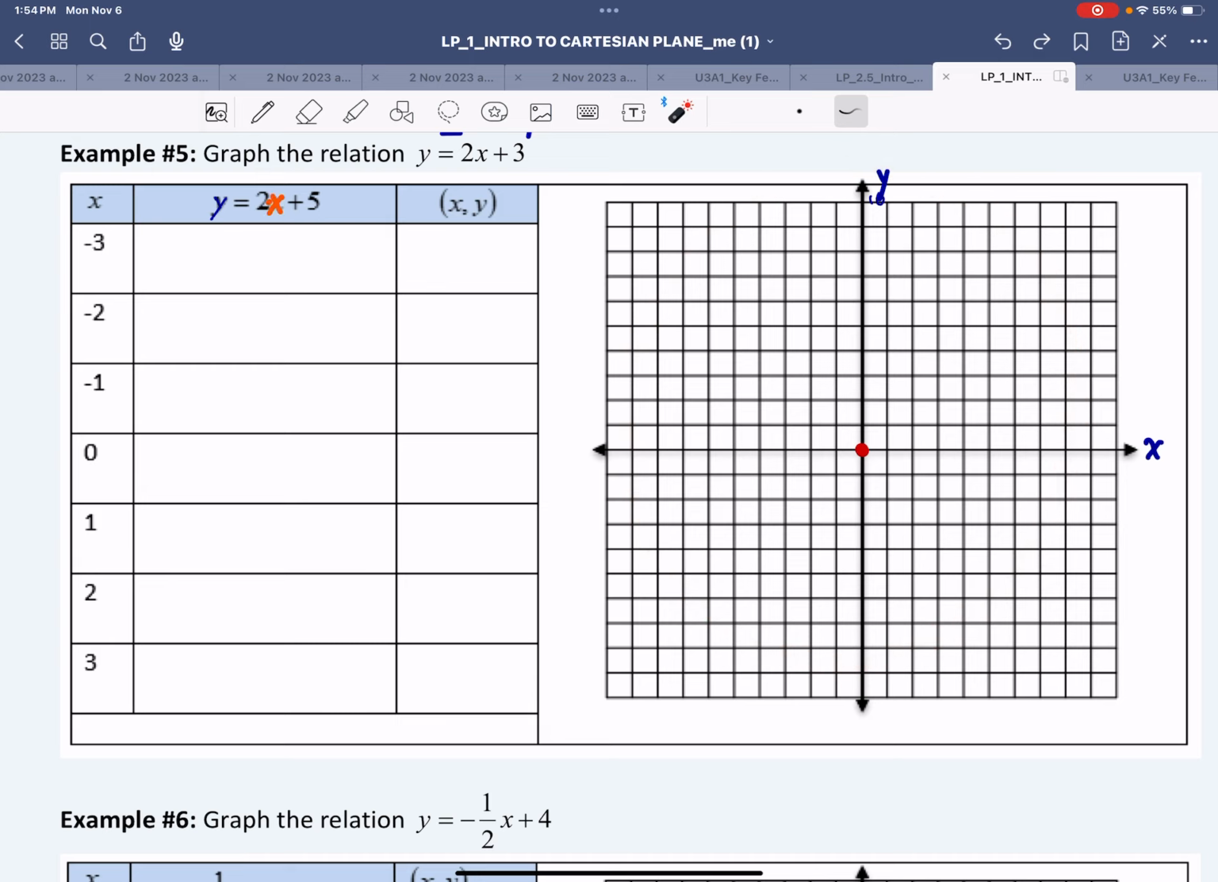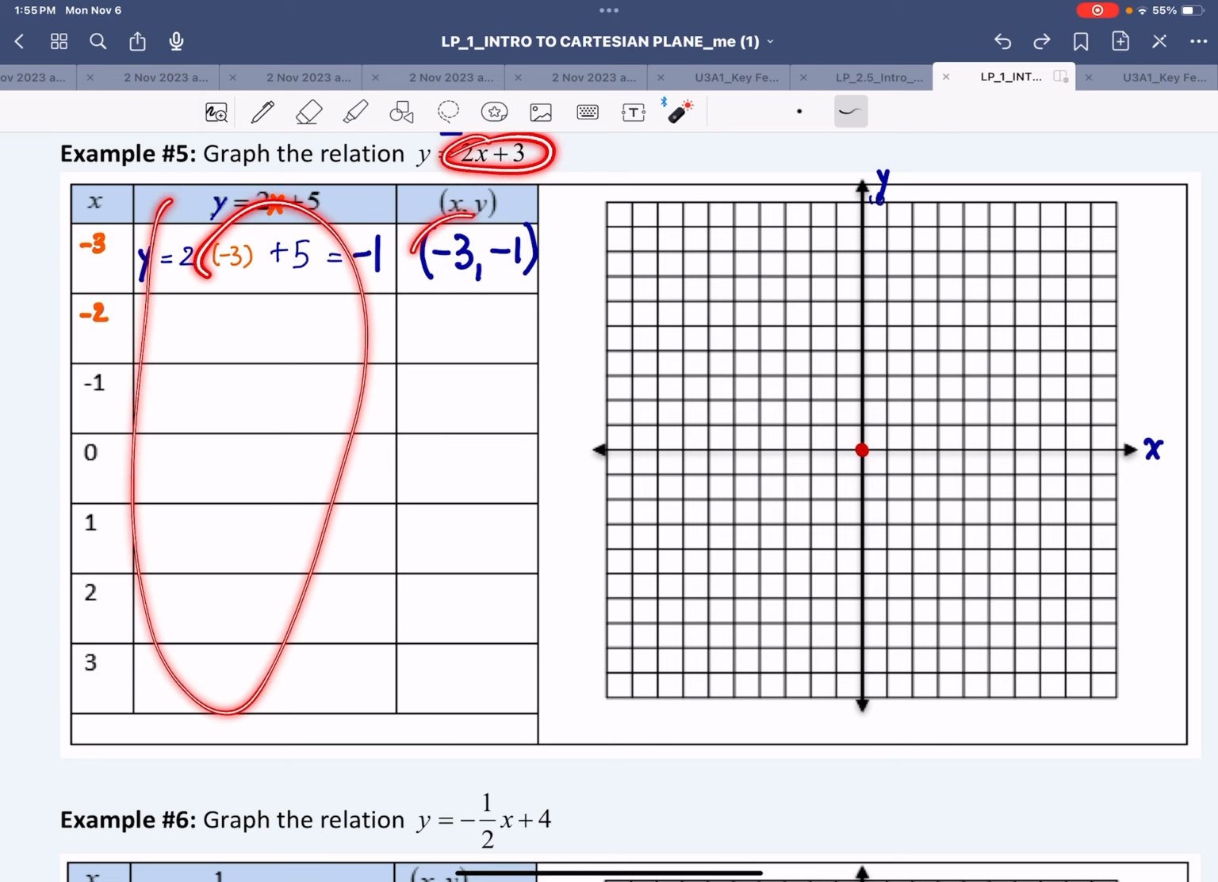As you can see here, we have 2 times x plus 5. We have the freedom to choose x, and we've chosen some negative values, 0, and some positive values. When x equals negative 3, y is 2 times negative 3 plus 5, which is negative 1. So we say that negative 3, negative 1 is a point, or an ordered pair, that belongs to the relation. So you see equation, table of values, ordered pairs, and then we're going to build the graph.